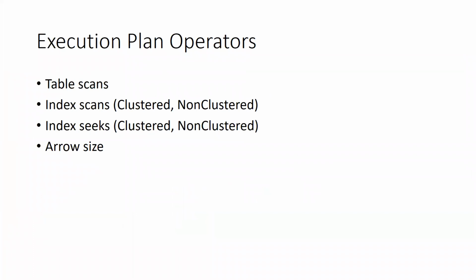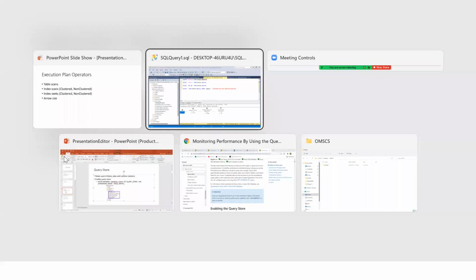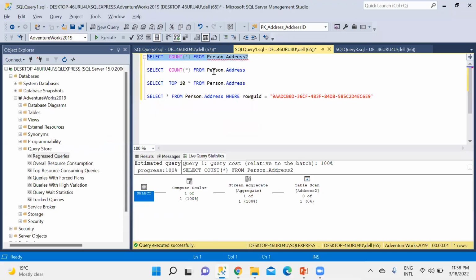Next, we have execution plan. Execution plan is something that gives you insight into the operators that are happening with your queries triggered. For example, the first one which I have is table scan. So we'll go to the database and try running this particular query and see how it looks.